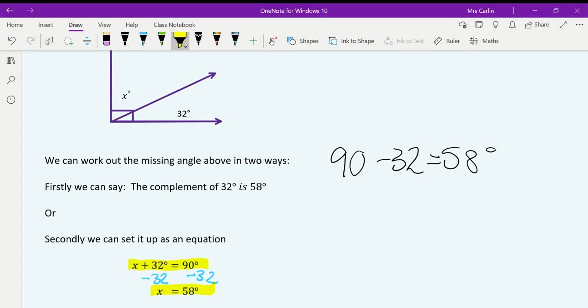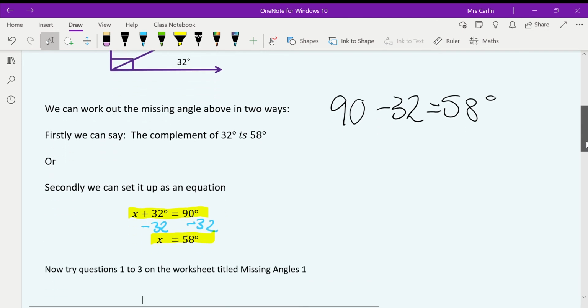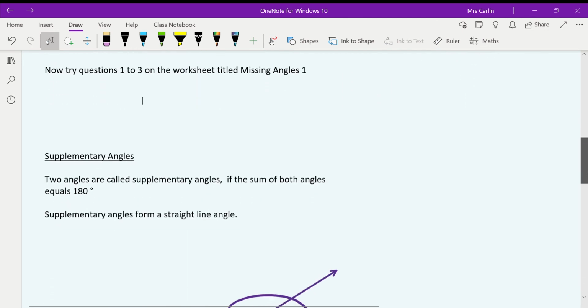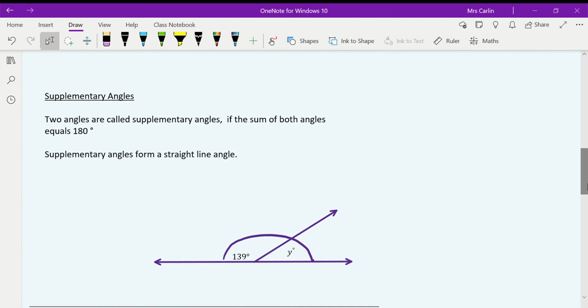I'm going to move on to supplementary angles and then I'll come back and tell you about the work that you can do. So, supplementary angles. Two angles are called supplementary angles if the sum of both angles equals 180 degrees. And again, as you can see from the diagram, supplementary angles form a straight line angle.